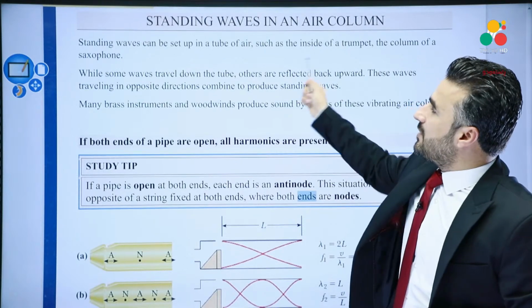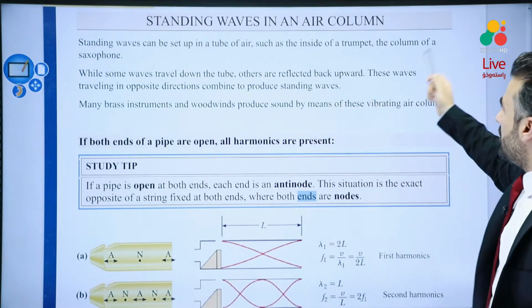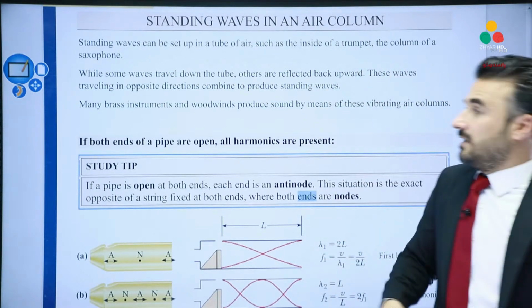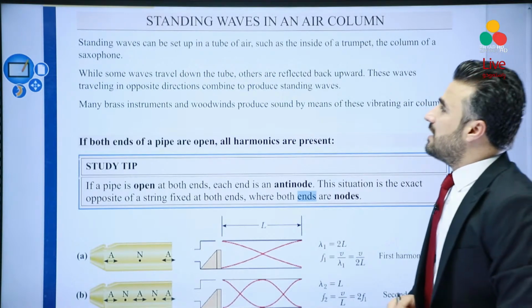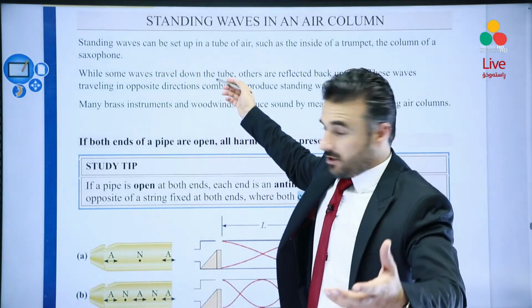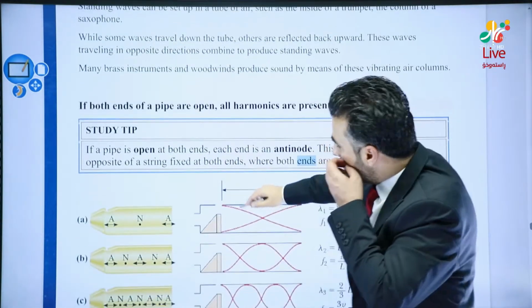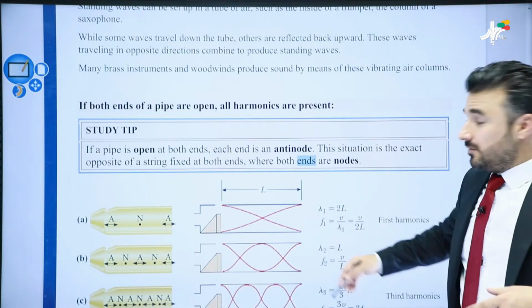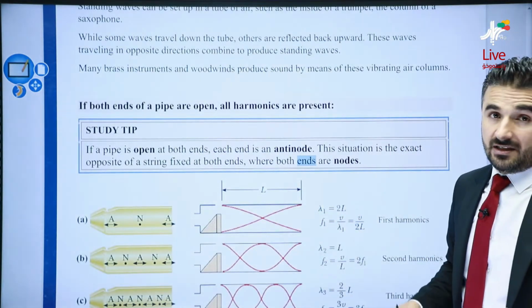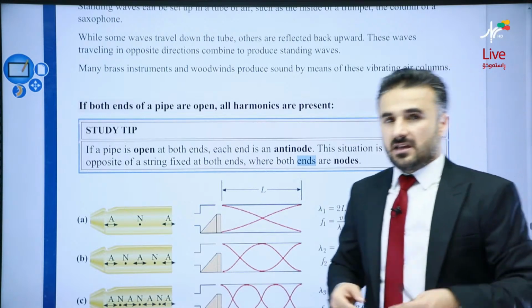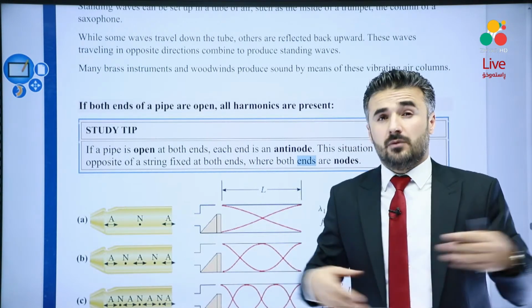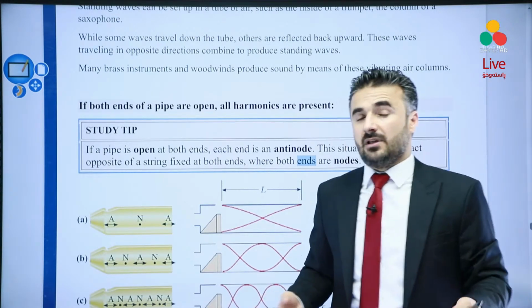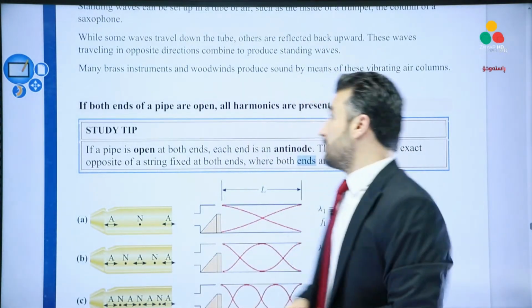Standing waves can be set up in a tube of air, such as inside a trumpet or the air column of a saxophone. Some waves travel down the tube, and then these waves are reflected. These waves have the same frequency, wavelength, and amplitude, and they are moving in opposite directions. So what will happen? Standing waves will be formed.